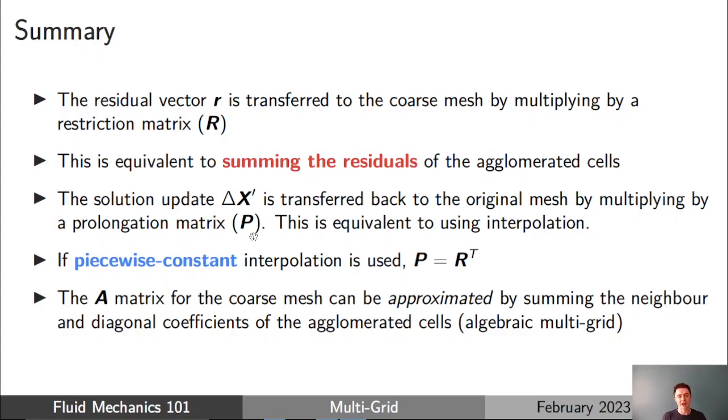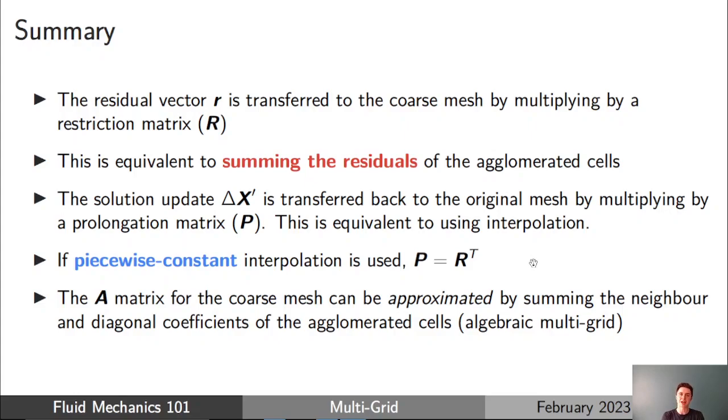And once we have our solution update delta x prime on our coarse mesh, we want to move it back to our original mesh so we can update the solution, and this process is called prolongation. There are different types of interpolation that you could use for prolongation, but a common choice is to use piecewise constant. And even though this isn't very accurate, it gives us the very useful result that P is equal to the transpose of the restriction matrix.